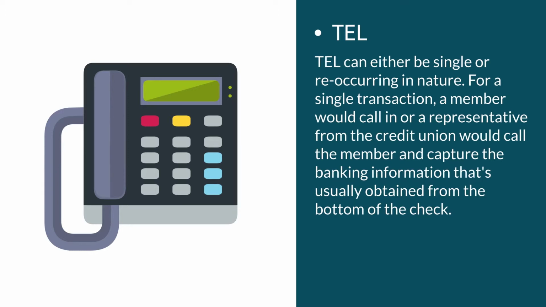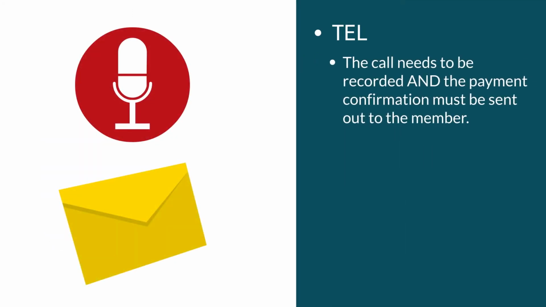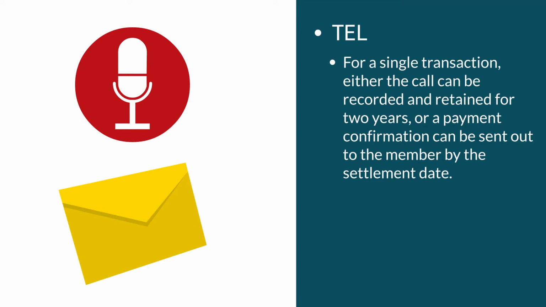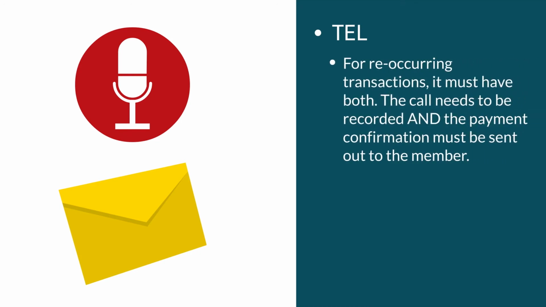If a financial institution is going to accept multiple authorizations in a single phone call, two things must happen. 1, the call must be recorded, and 2, a payment confirmation must go out to the member. That's also the case for single entries, but it's either or. For a single transaction, either the call can be recorded and retained for 2 years, or a payment confirmation can be sent out to the member by the settlement date. But for reoccurring transactions, it must have both. The call needs to be recorded and the payment confirmation must be sent out to the member.